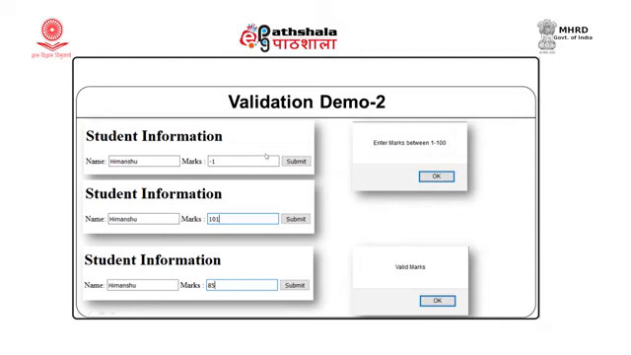Now, we take a last example to demonstrate how to verify numeric data for a particular range. Here we assume that student marks must be between 1 to 100. If I write -1 and press submit, it shows enter marks between 1 to 100. If I enter marks which are more than 100, again it shows enter marks between 1 to 100, and if I enter marks between 1 to 100, it shows valid marks. Now, how to write this, we show inside the code.